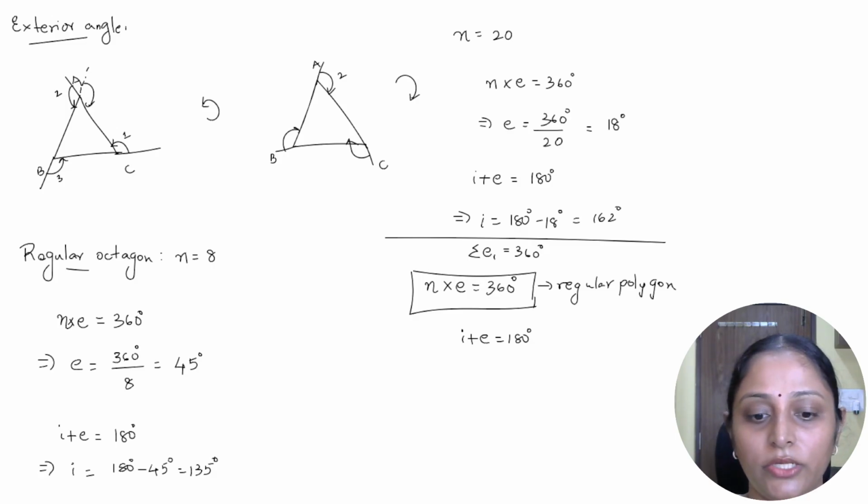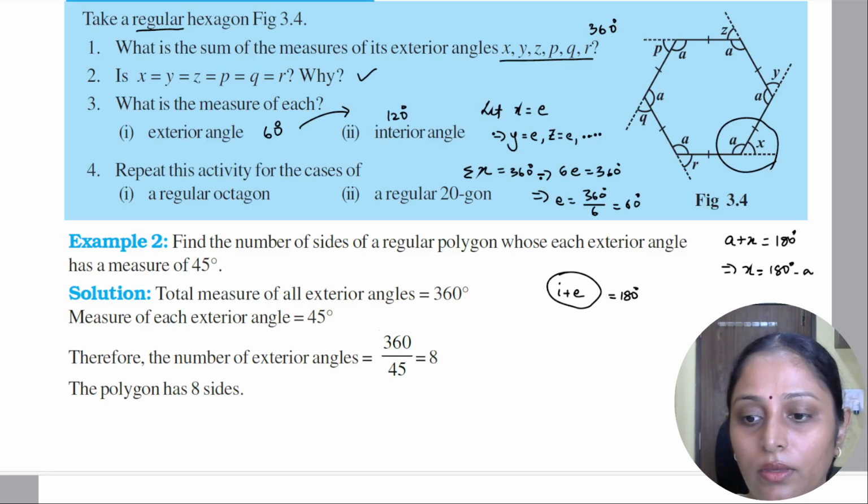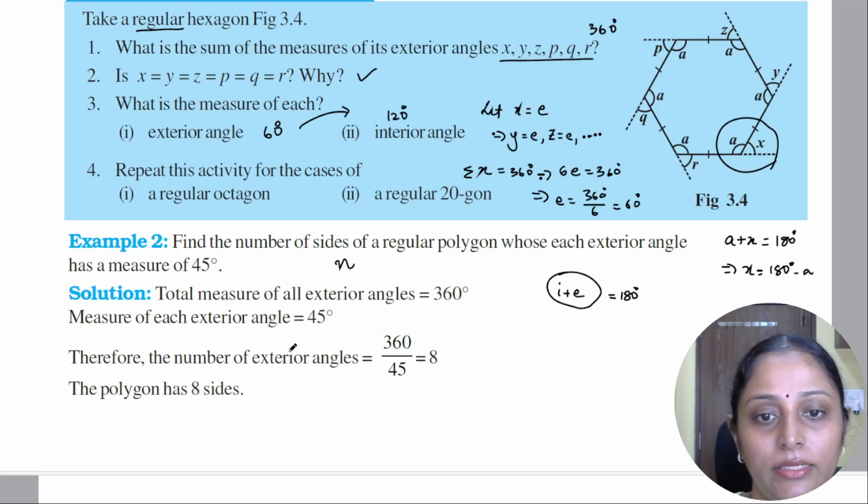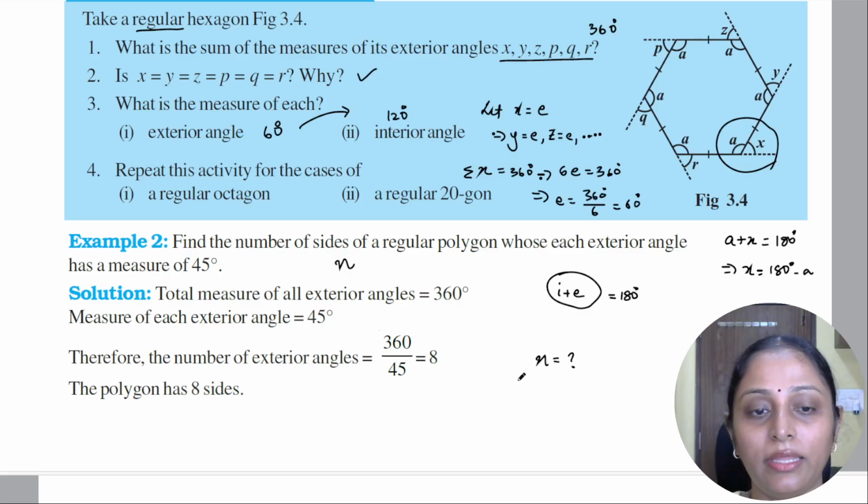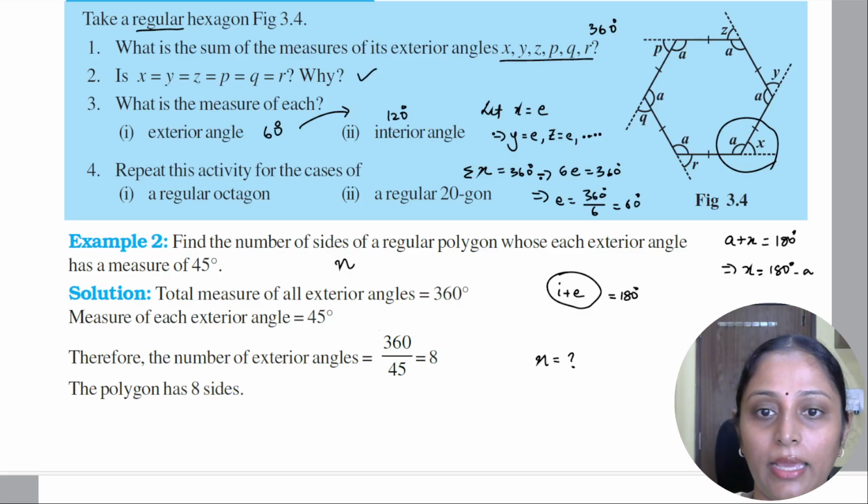Now the next question is, find the number of sides of a regular polygon whose each exterior angle has a measure of 45. E is given as 45 degrees. Now how do you solve this? n is what I need to find out, right? And what they have given us is the exterior angle measure. Exterior angle e is equal to 45 degrees.